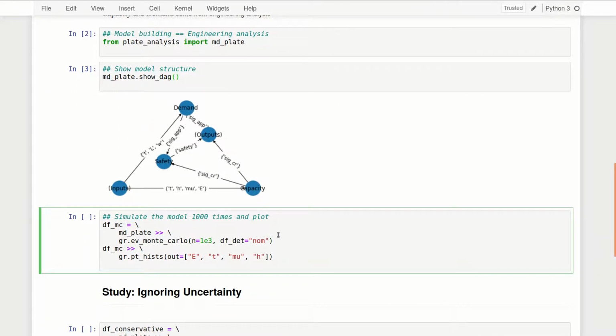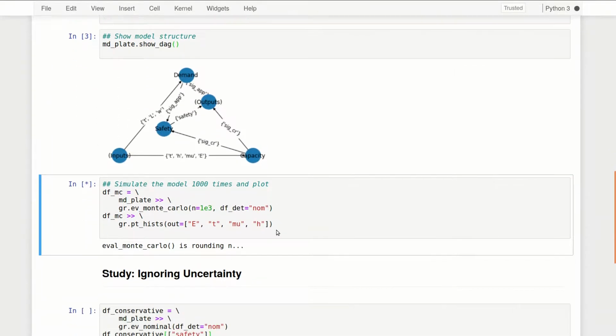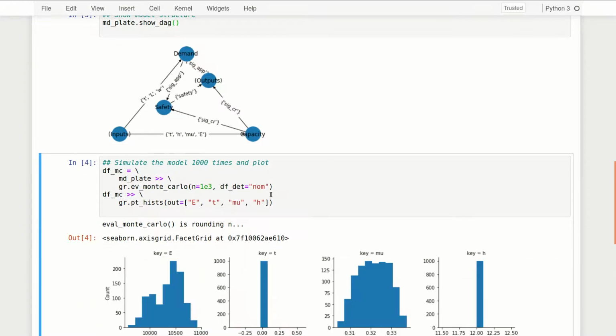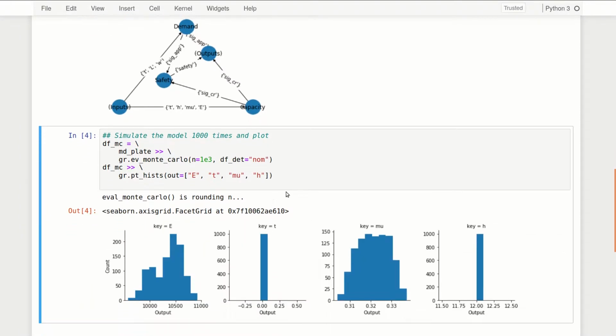So let's simulate from this model a few thousand times. What this is going to show us is what values our inputs take. What we can see here is that for this input, t, the thickness of the plate, and for h, the height of the plate, there's only one input value. These inputs are not uncertain, they're deterministic.